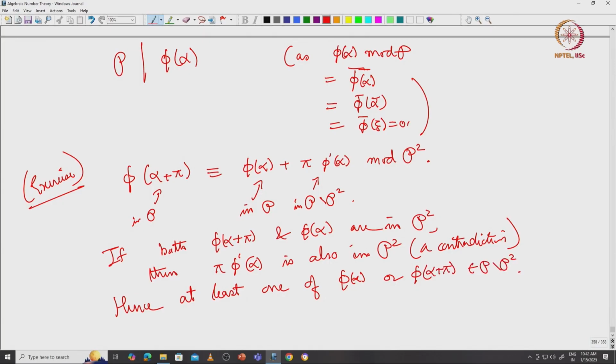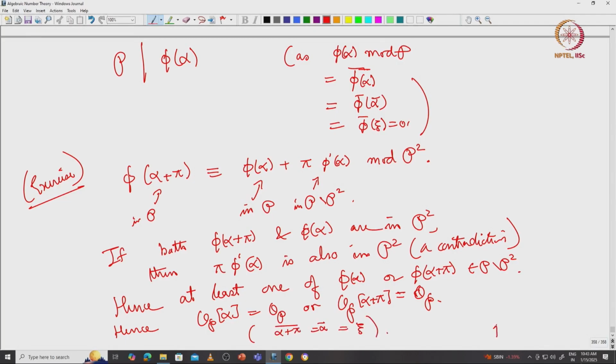Hence, O sub p of alpha is equal to O capital P, or O sub p of alpha plus pi is equal to O capital P. Remember, alpha plus pi bar is equal to alpha bar is equal to xi. All right. So, that is all we wanted to prove.